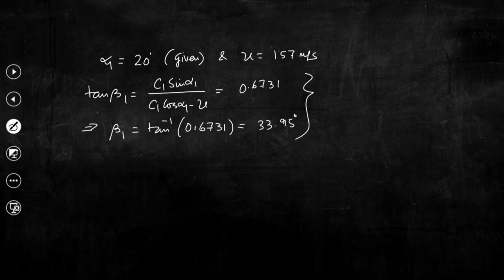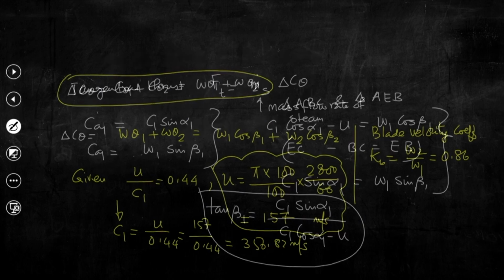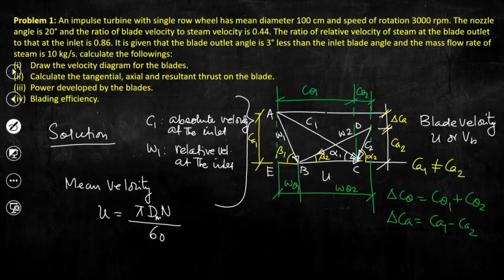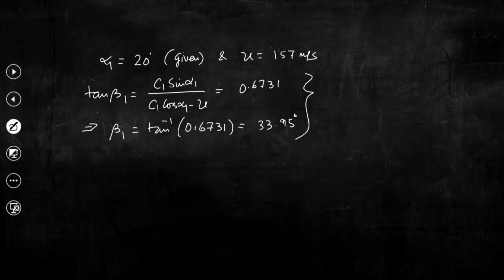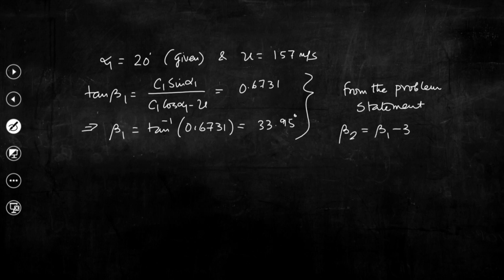Now, having calculated beta 1, beta 2 is given. If we go back to the problem statement, it is given that the blade outlet angle is 3 degree less than the blade inlet angle. So, that means from the problem statement, beta 2 equal to beta 1 minus 3 degree.